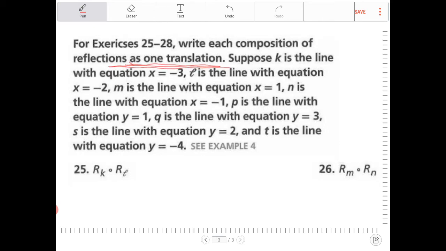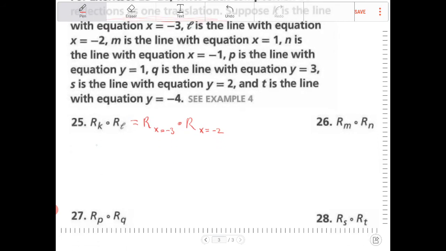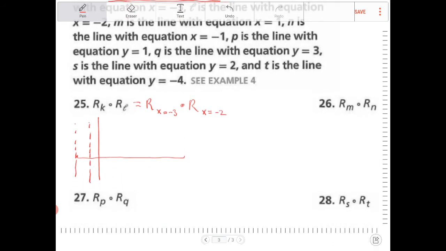As one translation. So here, this is equivalent to reflection of, what was K again? K was x equals negative 3. And what was L again? L is x equals negative 2. So if I were to perform this as one translation, reflect something over the line x equals negative 3, and then again at negative 2. So what would that be as one equivalent translation?